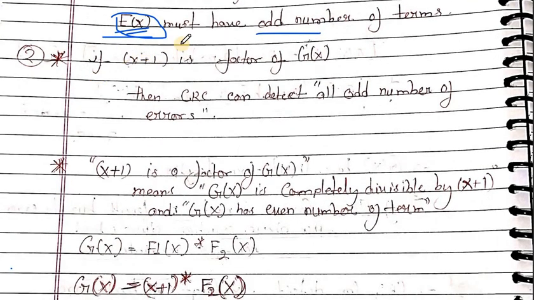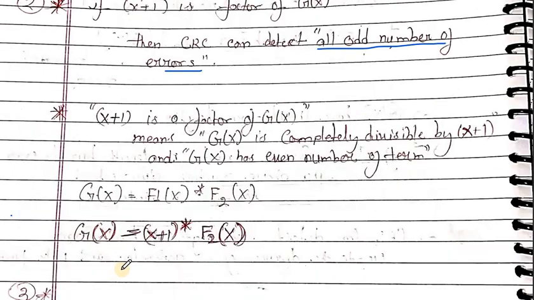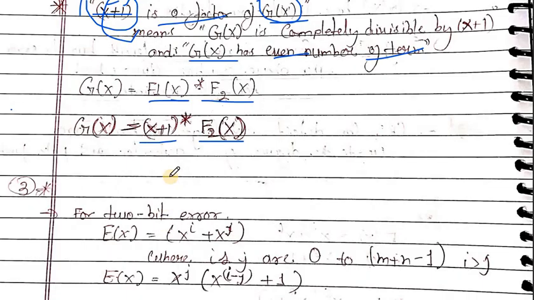If x plus 1 is a factor of G(x), then CRC can detect all odd numbers of errors. Here, if x plus 1 is a factor of G(x), x plus 1 has 2 terms, meaning it will be 2. If G(x) is divisible by it, then G(x) should have an even number of terms. If any number is divisible by 2, then it is an even number. So we see that G(x) has an even number of terms.